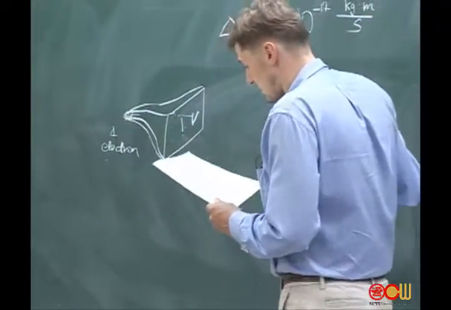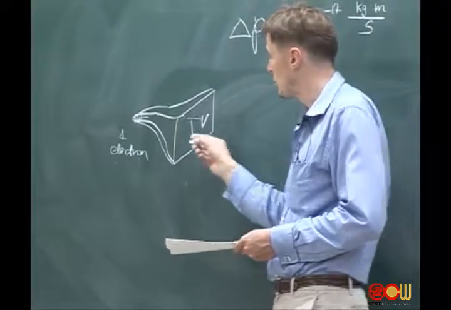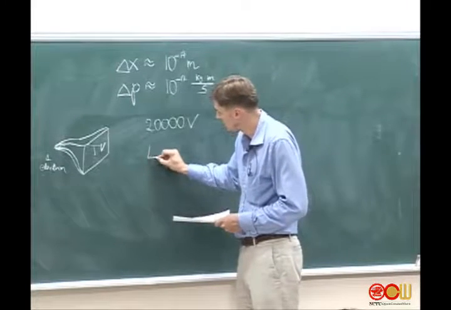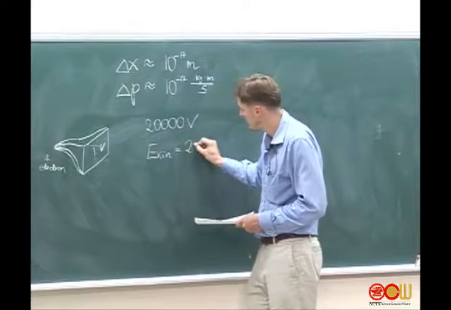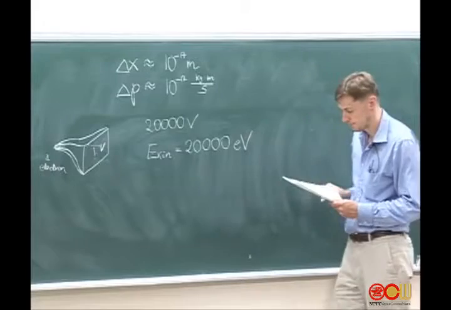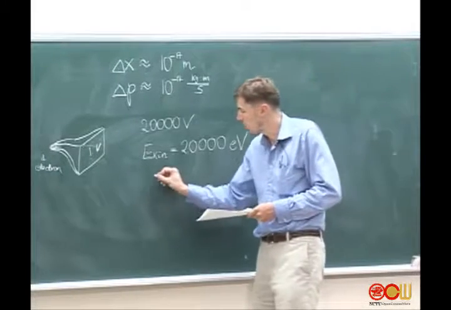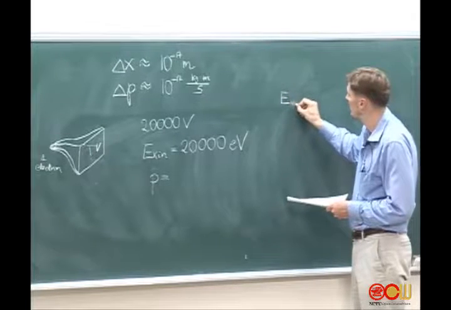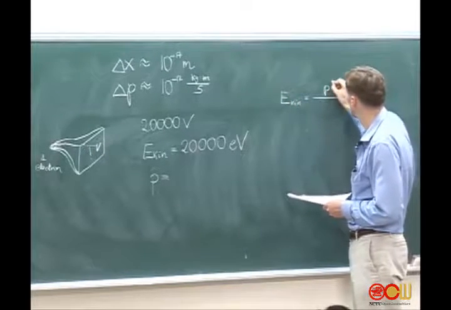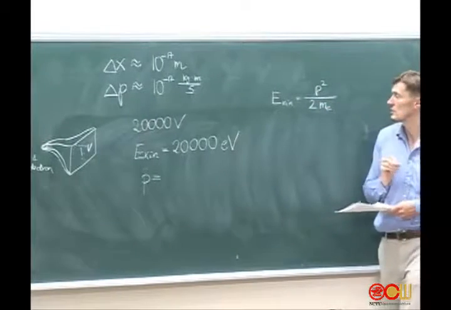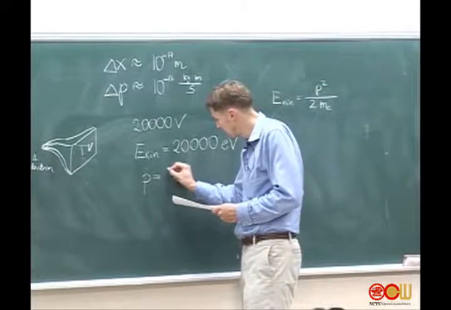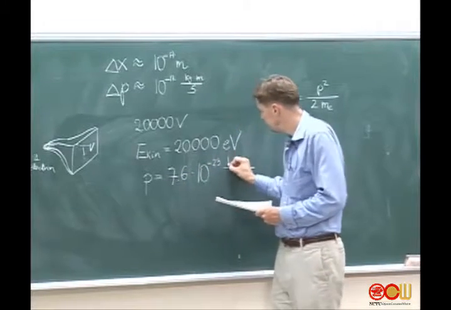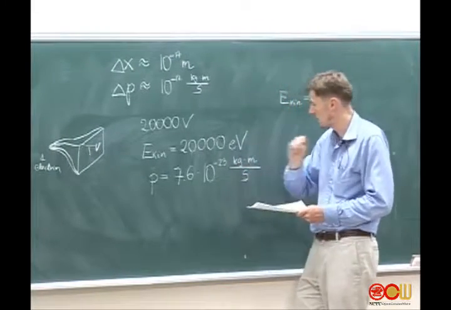Usually in the TV set, the difference of voltage is 20,000 volts. So then you can find that the kinetic energy of this electron is 20,000 electronvolts. And we can calculate the momentum of the electron. The electron has mass, so there is no problem calculating it just using this formula. You can calculate the momentum of the electron, and we find that the momentum of the electron is 7.6 times 10 to minus 23 kilogram times meter per second.